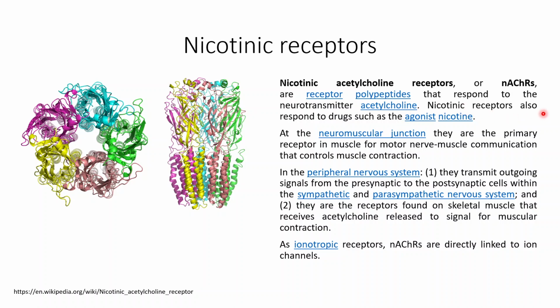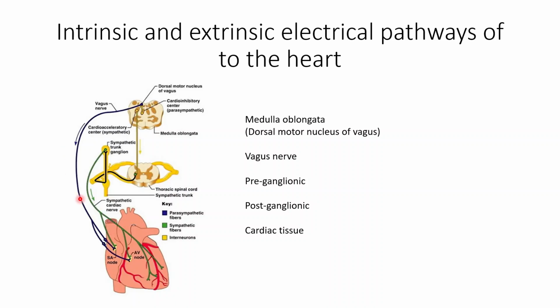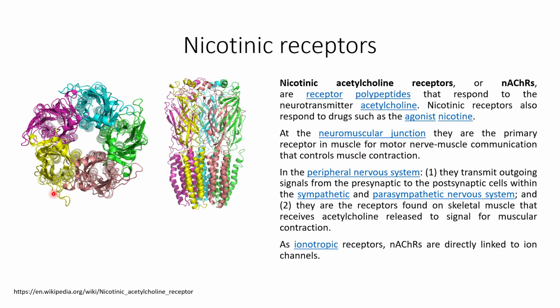Anyhow, nicotinic receptors respond to nicotine, and at the NMJ, or the neuromuscular junction, they are the primary receptor. So very important for motor nerve to muscle communication, which is important for muscle contraction. Okay. So in your peripheral nervous system, or PNS, they transmit outgoing signals from the presynaptic to the postsynaptic cells, meaning from here to here. Okay, so presynaptic to postsynaptic cells within the sympathetic and parasympathetic nervous system.